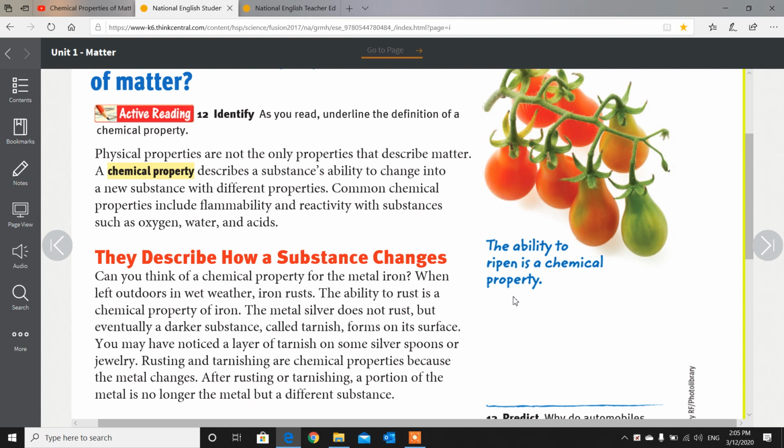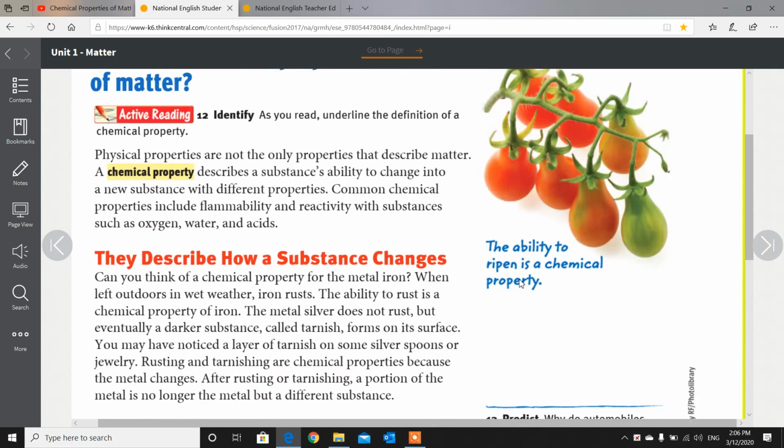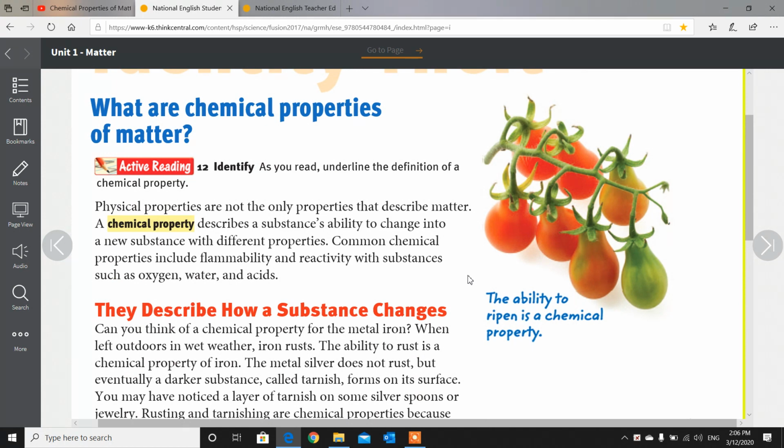So previously we talked about the physical properties of matter. We said that we can observe and measure the physical properties of matter without changing the identity of the matter. So we use the physical properties to observe and describe a matter without changing the identity. Now, let's talk about the chemical properties of matter.